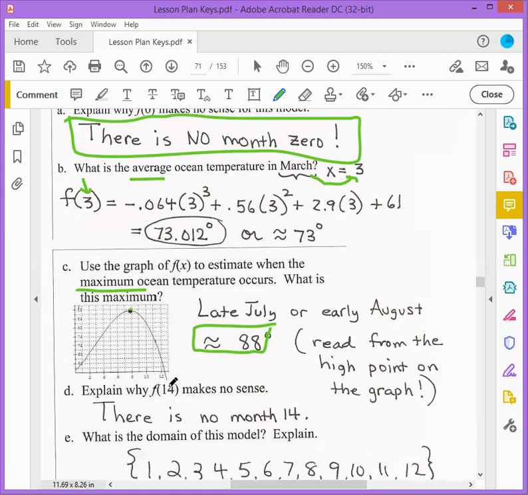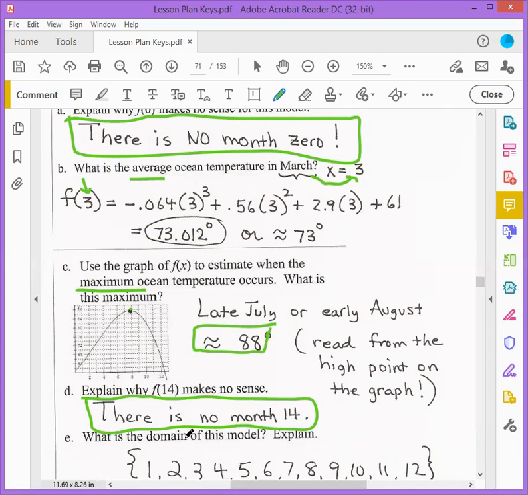Explain why f of 14 makes no sense. Now, just like before, 0 is not a month that's represented by the numbers. We know we only have 12 months in a year. There's no month represented by the number 14. That's why f of 14 makes no sense.